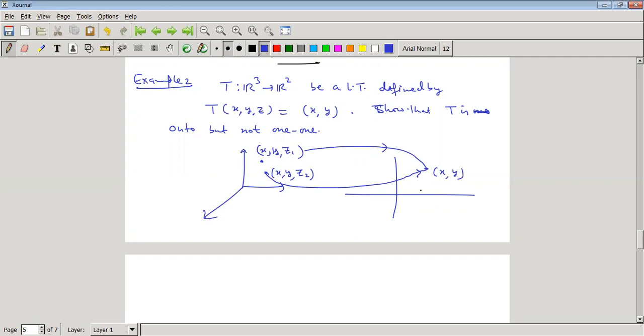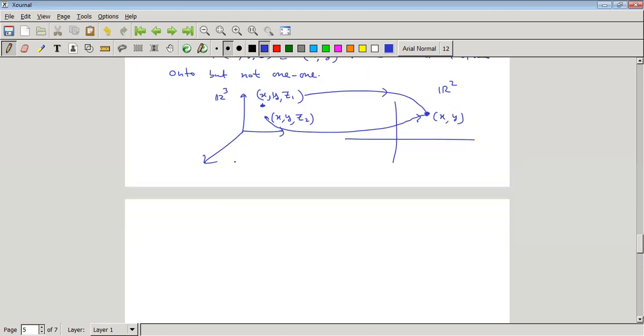But it is onto. You give me any (x, y) in R2. This is R2. There exists a point in R3 whose image is (x, y). Is the point clear? If we think like this in terms of quantifiers, then the definition becomes very, very simple. So how can we solve this?